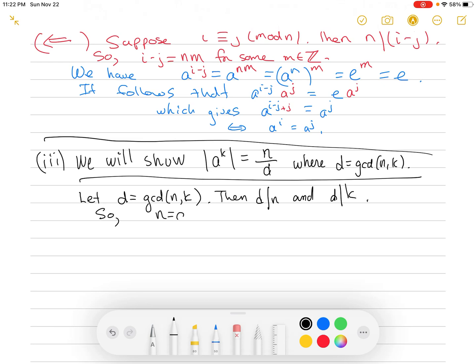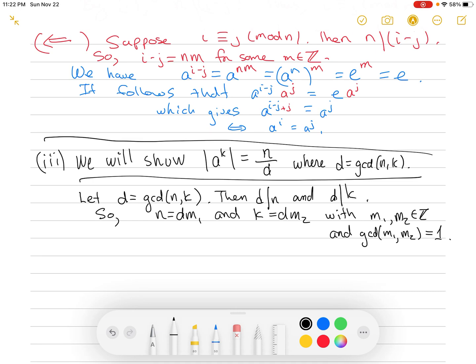So that means n is a multiple of d, n equals dm1, and k is a multiple of d, so k equals dm2, with m1 and m2 positive integers. n is a positive integer, k is a positive integer, d is a positive integer, so m1 and m2 must be positive integers. And also notice that the greatest common divisor of m1 and m2 is going to be 1.